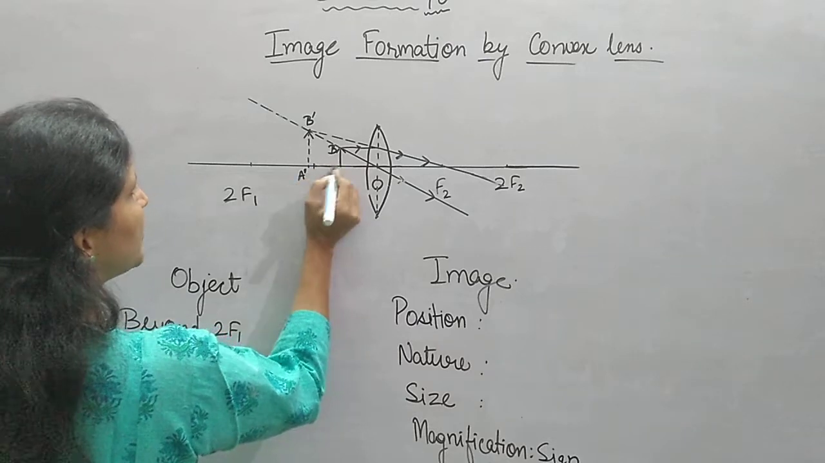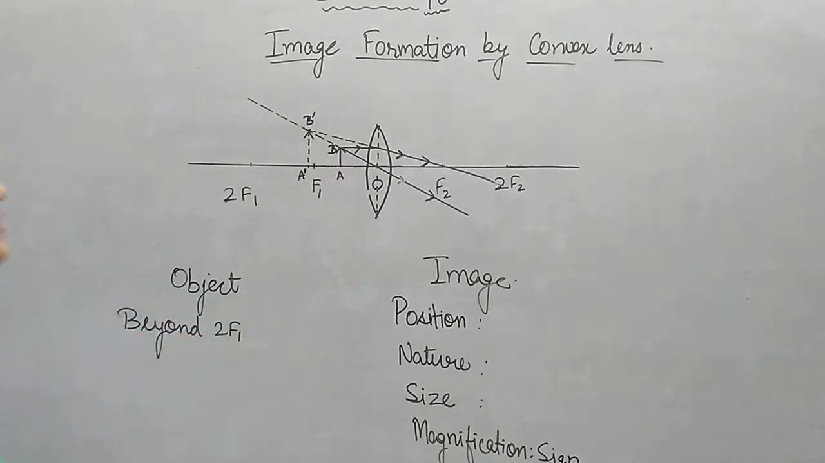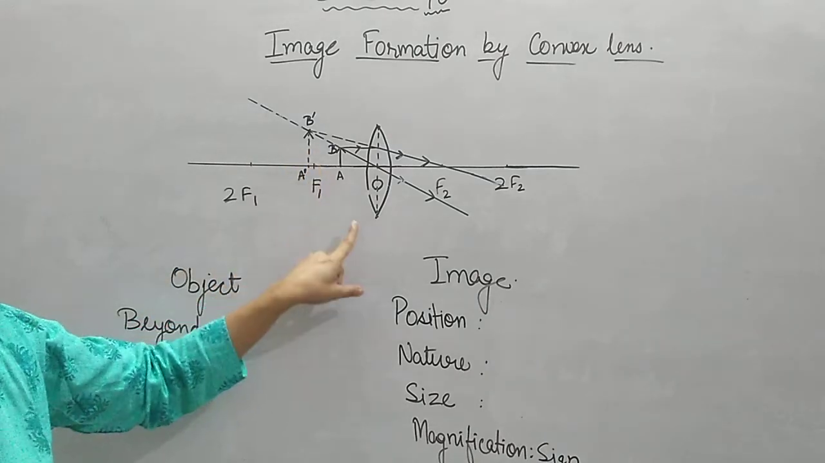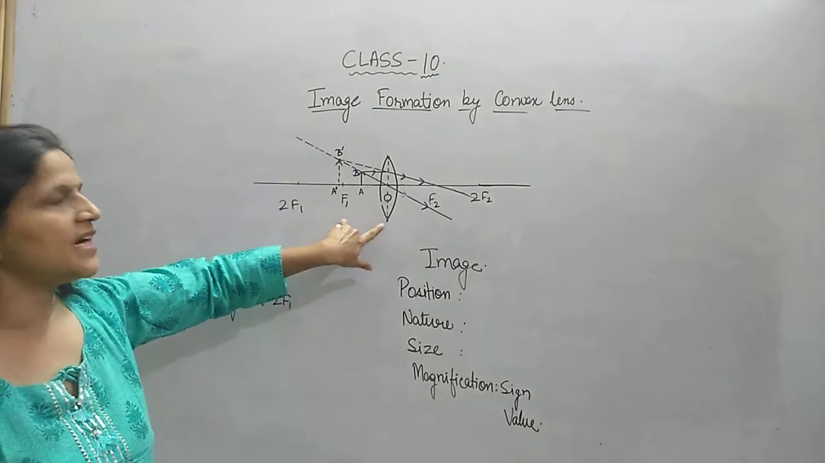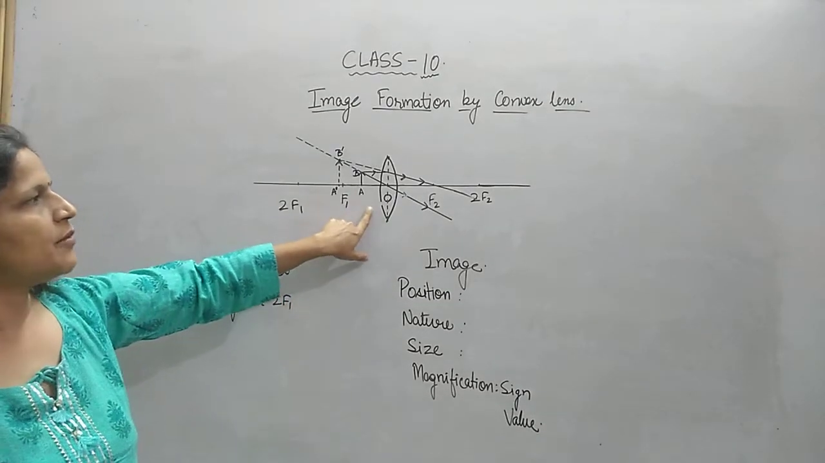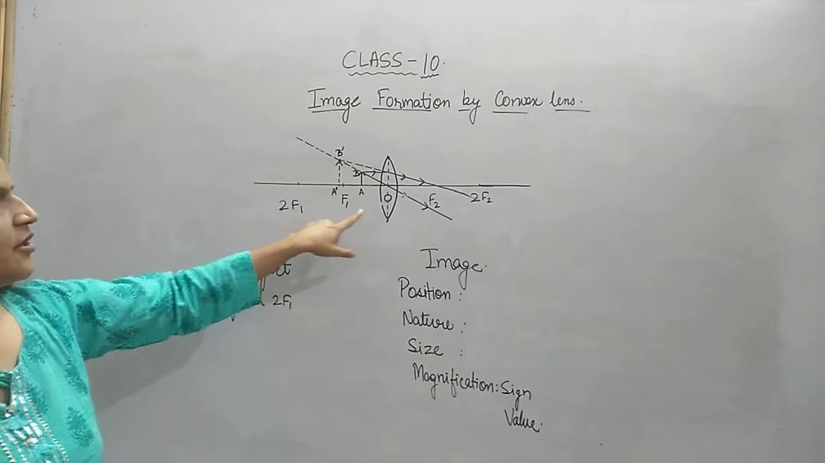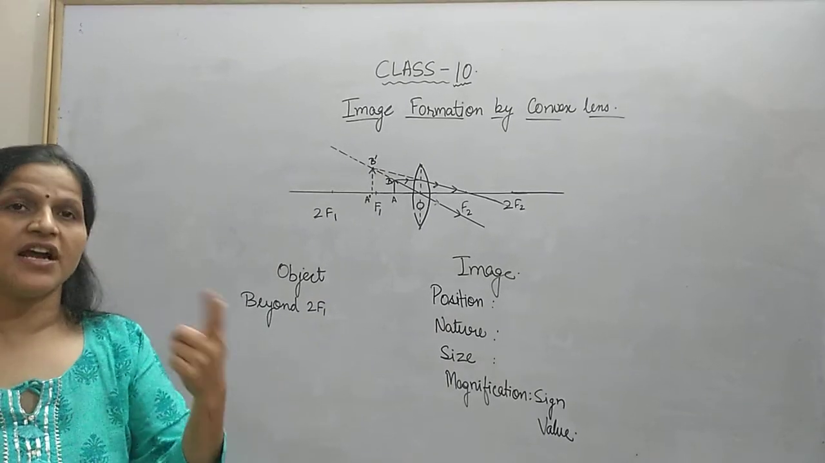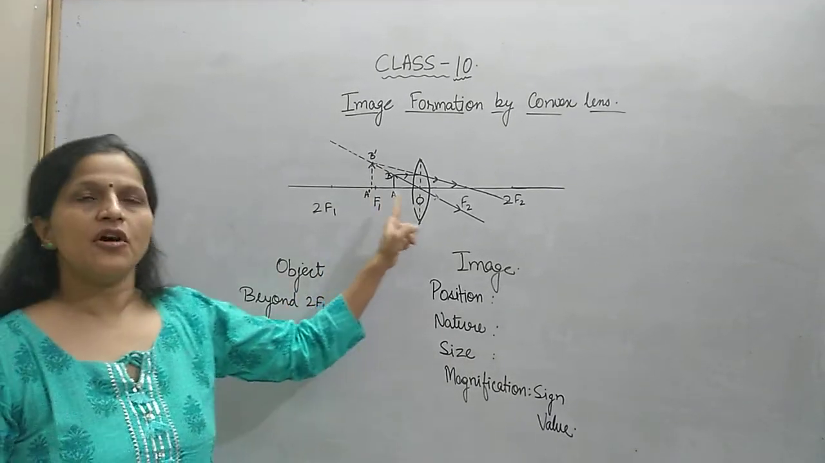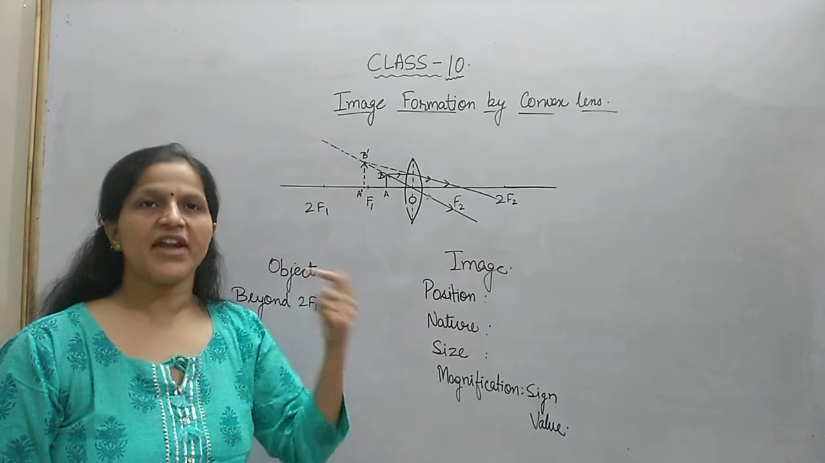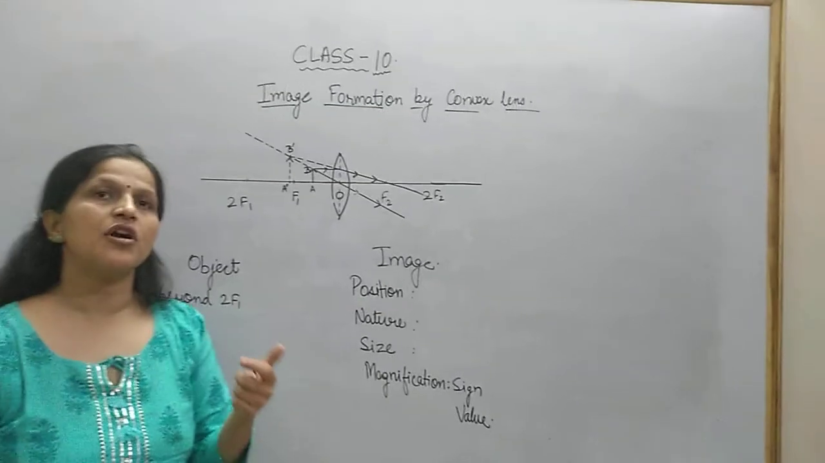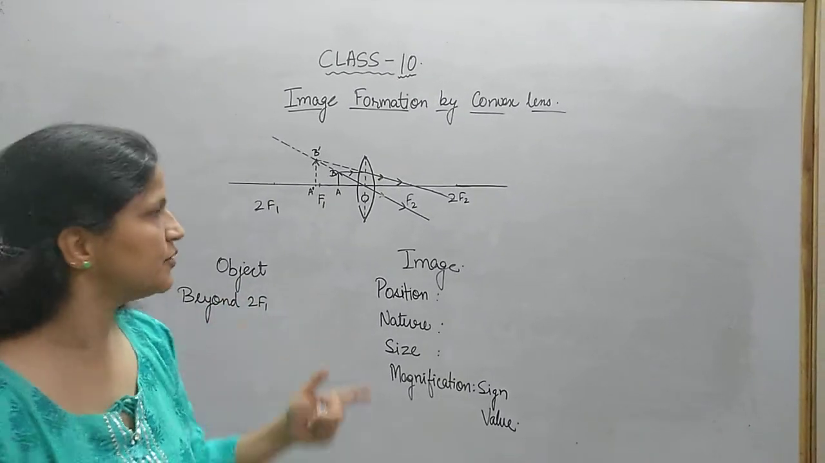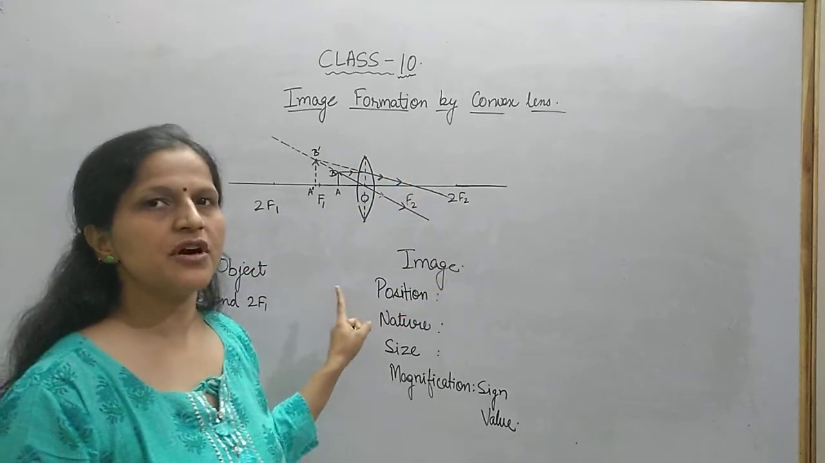Let me clearly mark the points once again. This was our F1. So we see that the image of the object which is placed between the optical center and the focus F1 is formed on the same side of the lens, and we find that it is a virtual, erect and enlarged image. This property of the convex lens is used as a magnifying glass also. That is why it is called a watchmaker glass, or the glass which is used by jewelers also. So this is one of the uses of the convex lens.